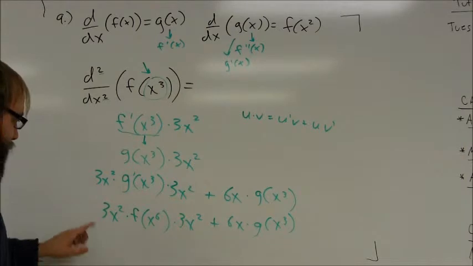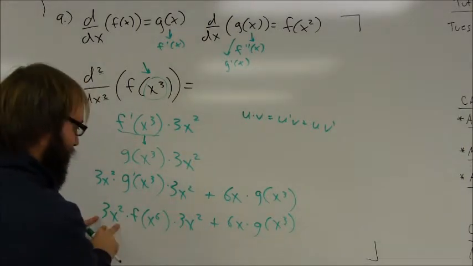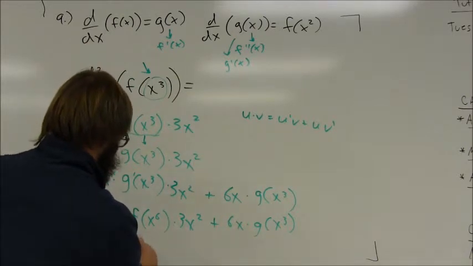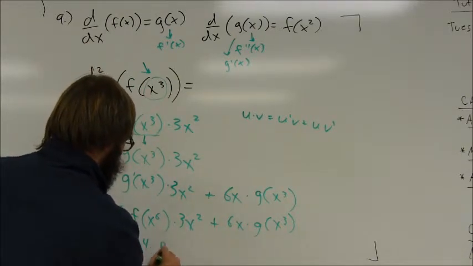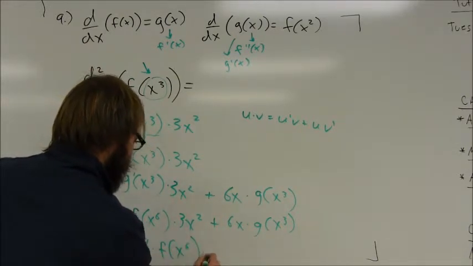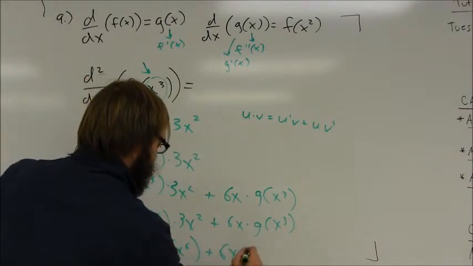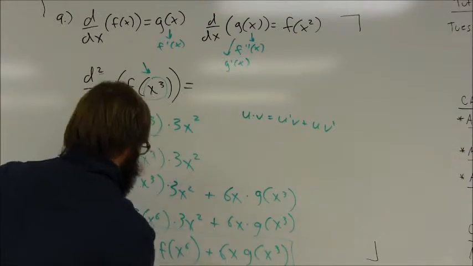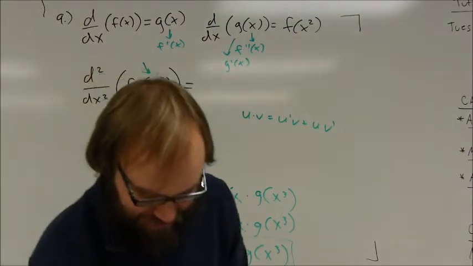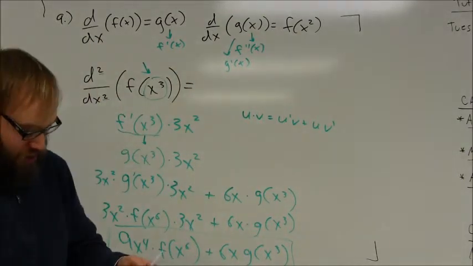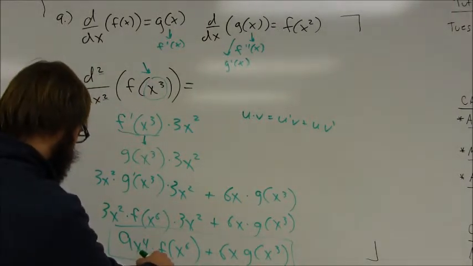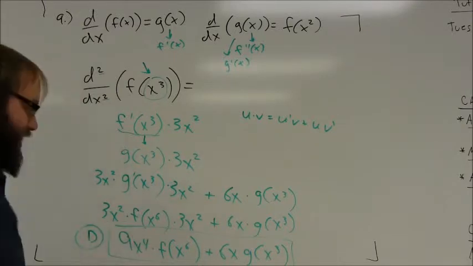Okay, a little bit of simplifying. I end up with 3x squared times 3x squared. Be careful with your exponents. That's 9x to the 4th times f of x to the 6th plus 6x times g of x cubed. And let me take a look here and see if that shows up as one of the choices on my sheet. That is choice D on my sheet.